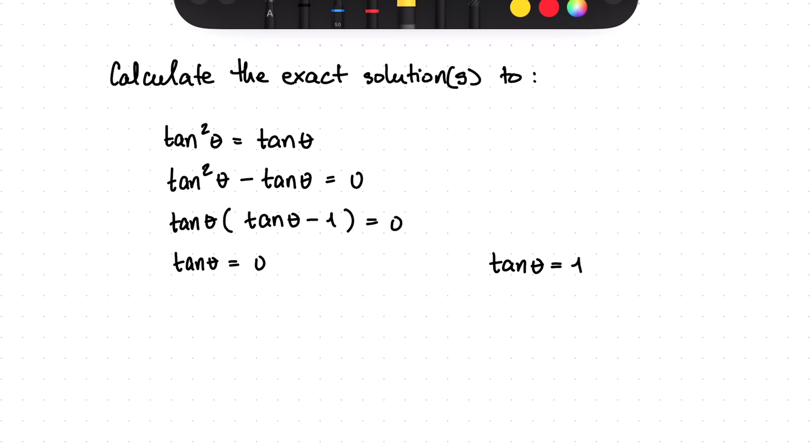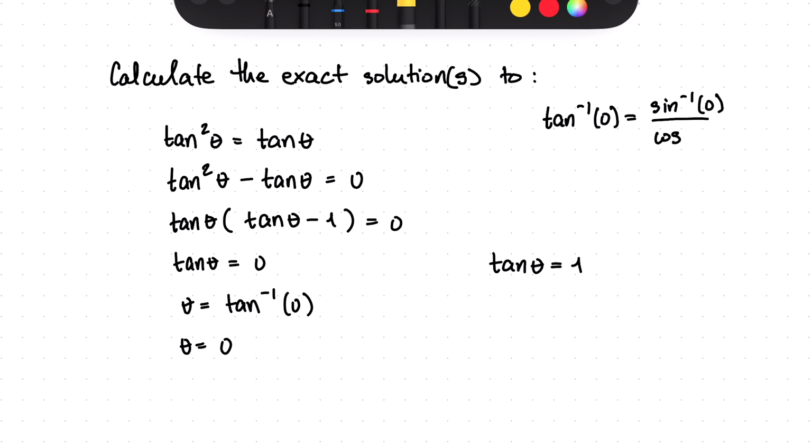Let's solve the left-hand side. If I take the inverse of tangent on both sides, I will get theta equals tangent inverse of 0. We can think of tangent as sine of theta over cosine of theta. We have to think of an angle that makes sine 0, and we don't care about cosine. We know that cosine is not going to be 0, because if it's 0, it's going to be undefined. And for that one, theta is going to be 0, meaning when the angle is 0, sine is 0.